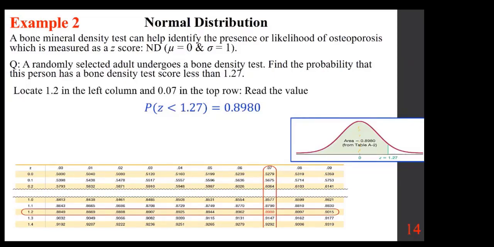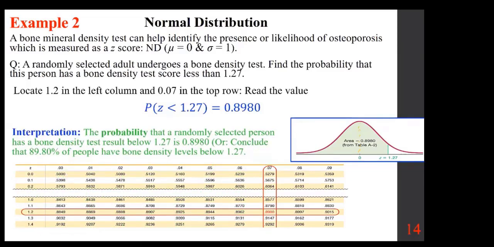I will discuss the calculator in a moment, but in general, we should be able to read the table. And this is a positive Z-score, by the way. And here's the interpretation. The probability that a randomly selected person has a bone density test result below 1.27 is about 89.8%. Okay, we'll conclude that 89.8% of people have bone density levels below 1.27. That was dealing with the table.